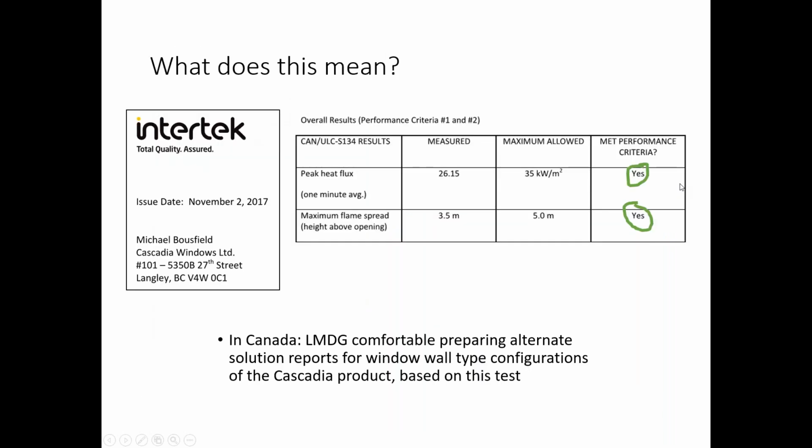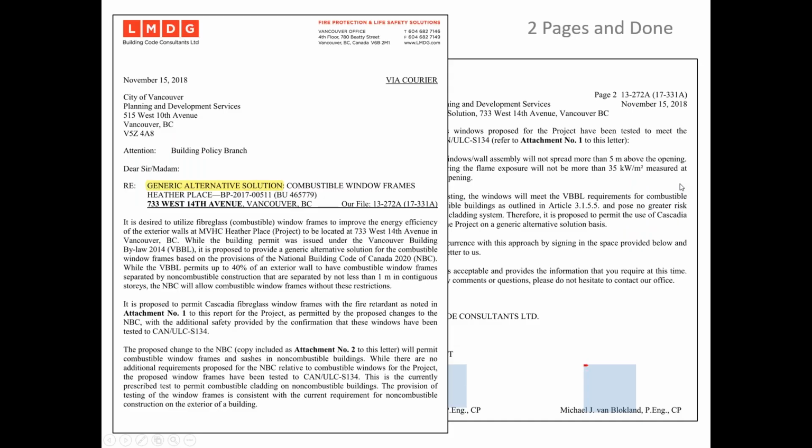Well, right now, this test result exists. And one of our code consultants, LMDG, that we've worked with the most, has indicated they're comfortable preparing alternate solutions now, and it's as simple as an engineering judgment, up to and including that which was successfully tested. It's even easier these days than ever before to get this done because the building code is now changed on the basis of that successful research project.